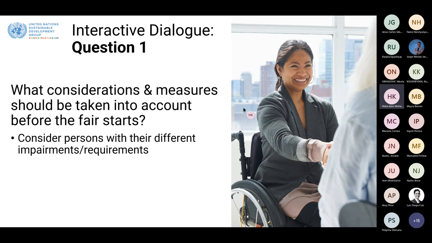Or physical, yes. And then there's another comment from Nicola saying, check the vendors who have disability inclusive documents included when they registered in the procurement system.